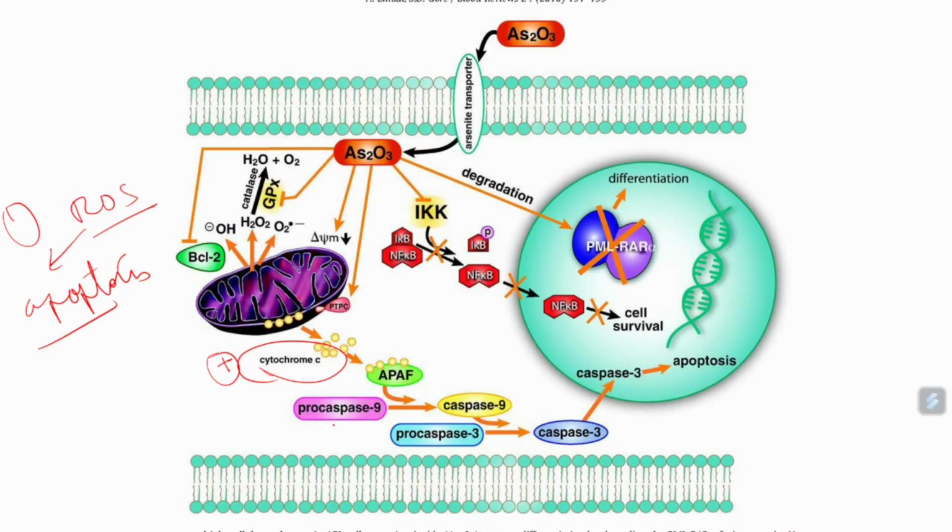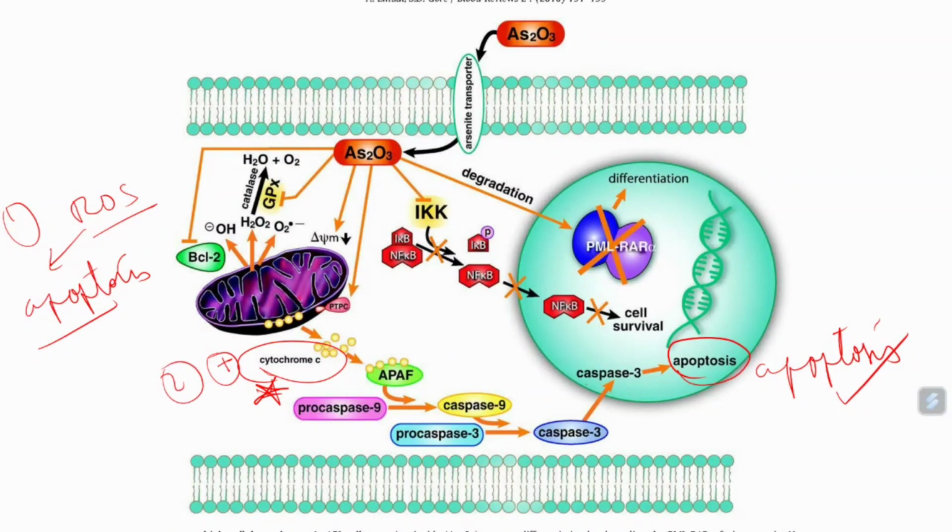Cytochrome C further activates procaspase 9. Procaspase 9 again activates procaspase 3. Procaspase 3 again activates caspase 3, and this further causes apoptosis. Apoptosis. So finally, cytochrome C is also helping in apoptosis, in the programmed cell death of APL cells. Okay. So this is the second mechanism. Second mechanism is production or activation of cytochrome C.